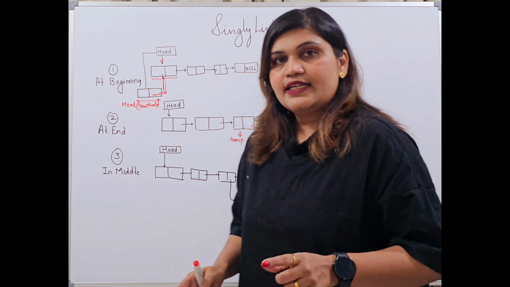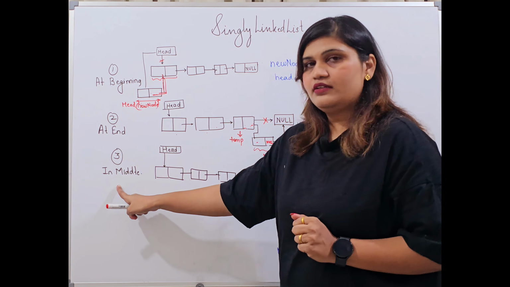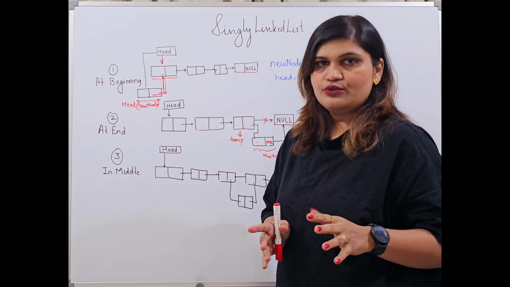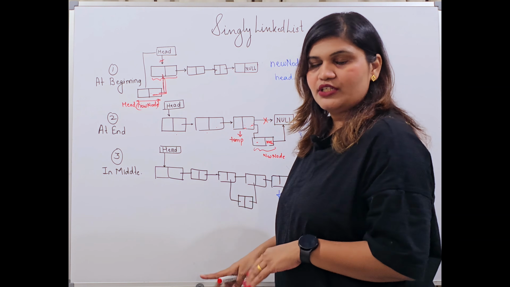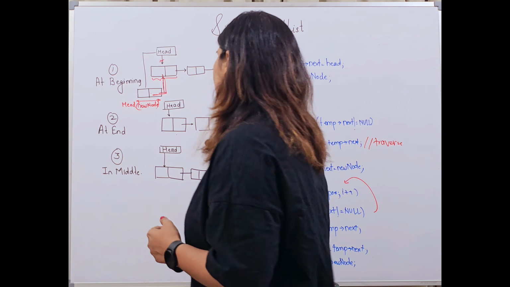So let's try to understand our third way of inserting a node, that is in the middle. Now if it is in the middle, it will not exactly be in the middle. I'll take the position from the user, and based on that I'll be putting the element. Now for me to get to that position, I'll have to travel through my linked list. Let's try to understand it with our code.